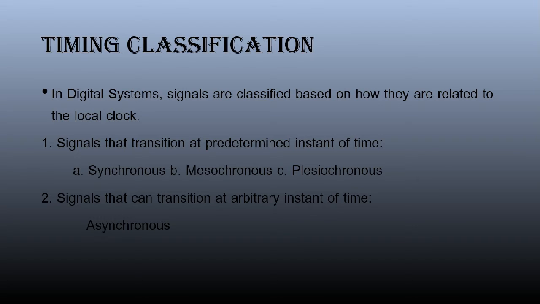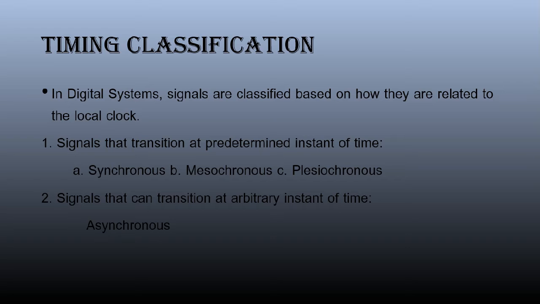So there are two types of signals: signals that transition at predetermined instants of time, and signals that can transition at arbitrary instants of time. In the first one, we have classified them as synchronous, mesochronous, and plesiochronous. You might have heard of synchronous, but you may not have heard of mesochronous and plesiochronous. We are going to discuss them. And asynchronous, we have heard of that as well.